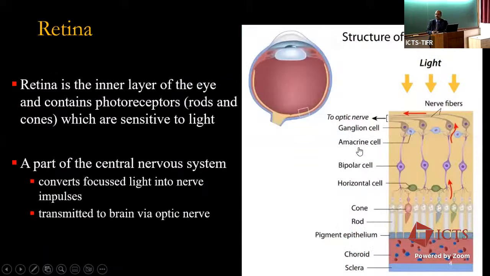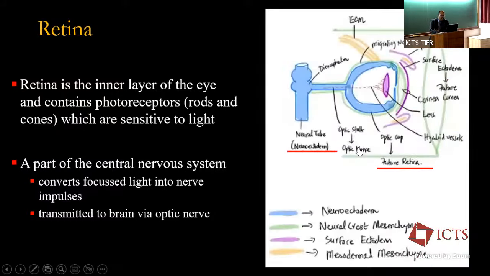And the retina is therefore obviously the inner neural layer of the eye and contains the photoreceptors, rods and cones, which are sensitive to light. And embryologically, the retina develops and is part of the central nervous system. So the neural tube, which goes on to form the brain, extravasates and forms the retina. And obviously, this is where the function of the eye is realized, which is basically converting physical energy into neural or biological energy, nerve impulses, and that is transmitted to the brain via the optic nerve.